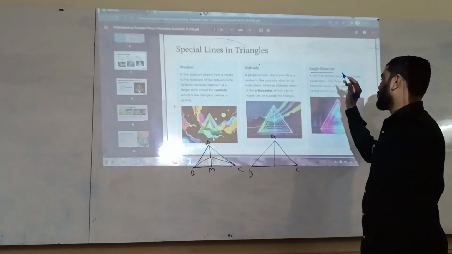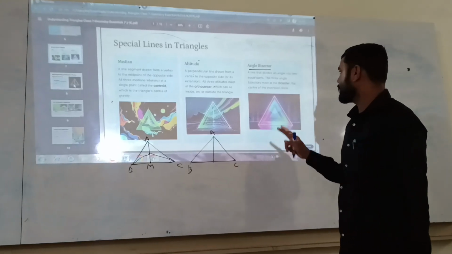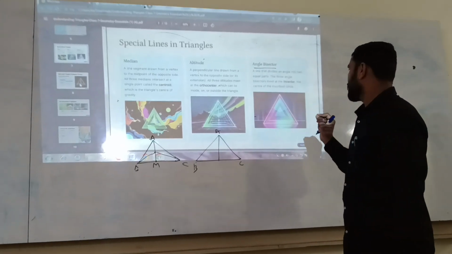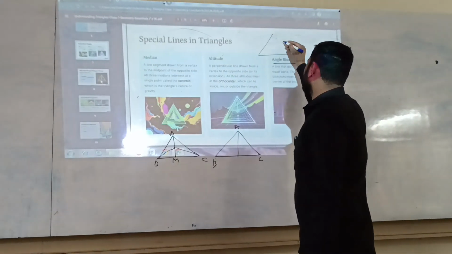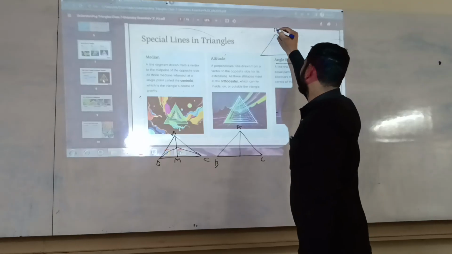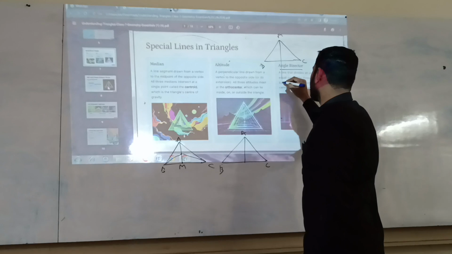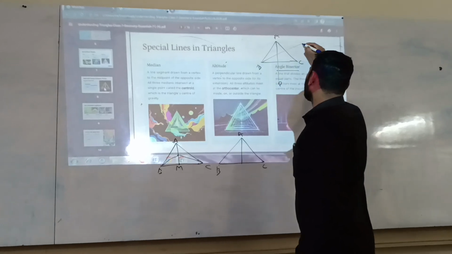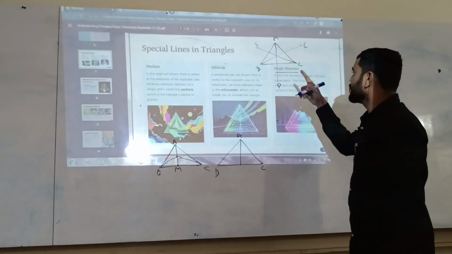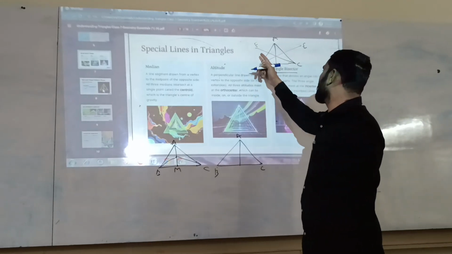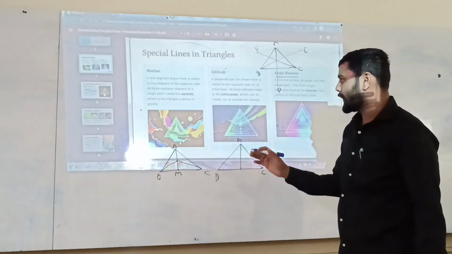Then the angle bisector. An angle bisector is a line that divides an angle into two equal parts, and these three angle bisectors meet at an interior point, the incenter, the center of the inscribed circle. For example, in triangle ABC, if we draw bisector AD, then bisector BE, then bisector CF, the point where AD, BE, and CF meet is called the incenter.